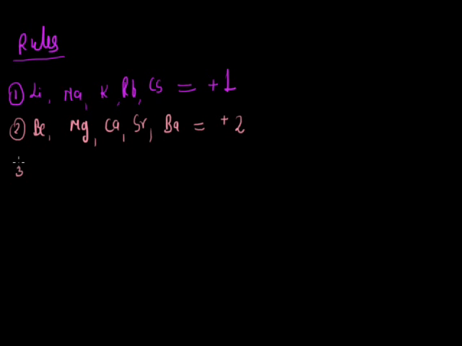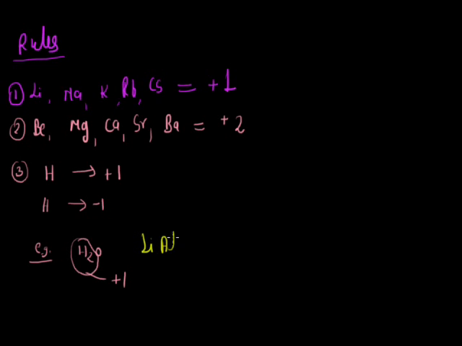Now, the third one is hydrogen having plus 1 OS, but in case of hydrides, meaning when hydrogen is bonded with metals, its OS becomes minus 1. For example, take H2O. In this H2O, the OS of hydrogen is plus 1. But when we take the example of lithium aluminum hydride, LiAlH4, in that compound the OS of these 4 hydrogens becomes minus 1.